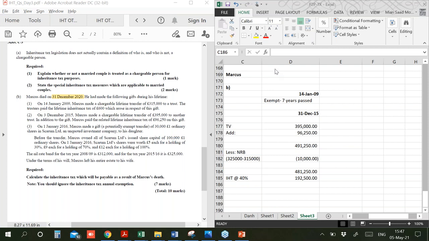Yes, Ziad, we will not deduct annual exemption from 315 because here the chargeable amount has been given to us directly. I have told you in the last question, if the chargeable amount is given, we will not deduct annual exemption here.